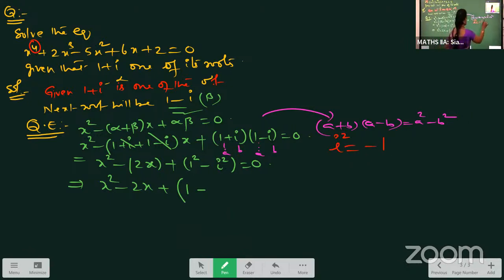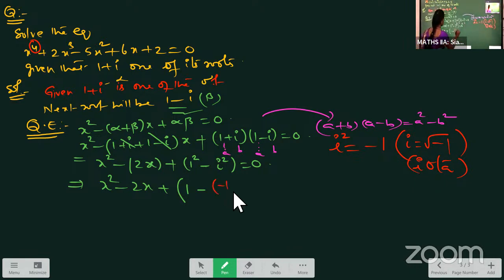So i is nothing but under root minus 1. This is called iota. It was introduced by mathematicians. Why? Because the square of any real number is never negative. The square of any number gives a positive output only. So for our convenience, to get the square of a number as minus 1, they invented this: i square is equal to minus 1. So i square is equal to minus 1.